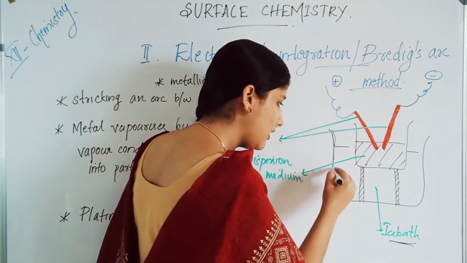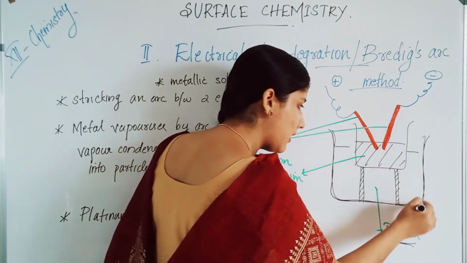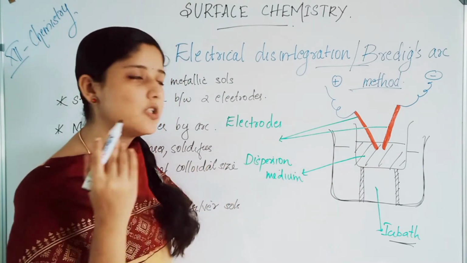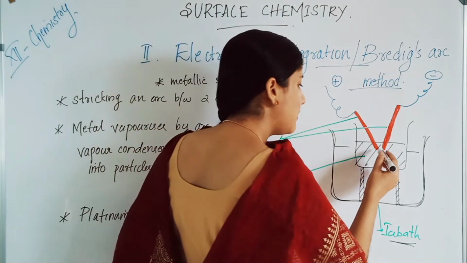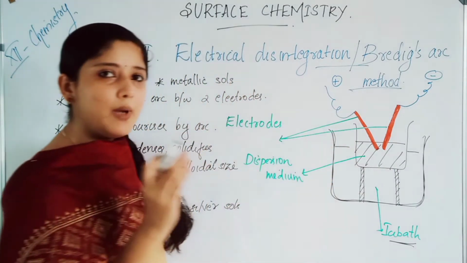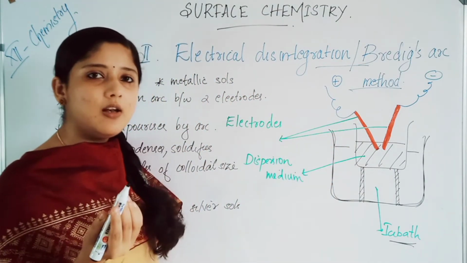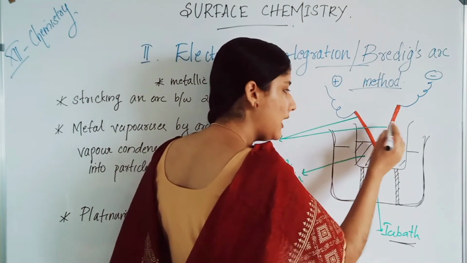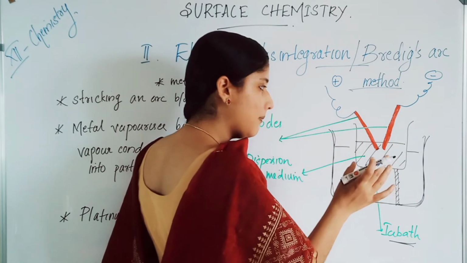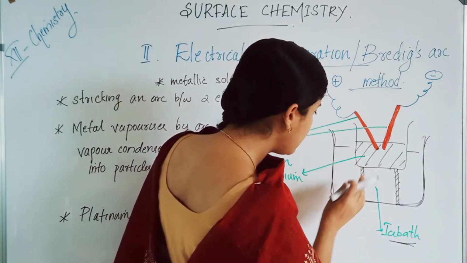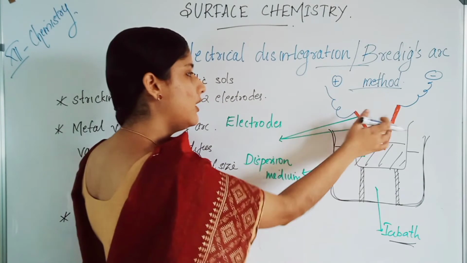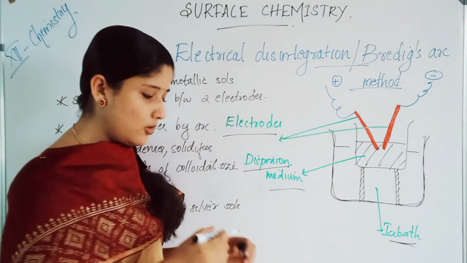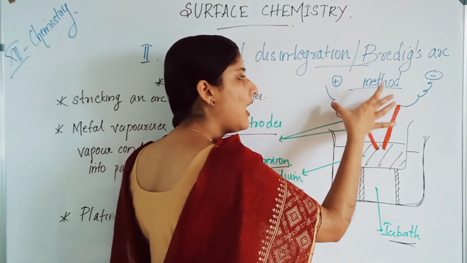This outer chamber is the ice bath. In that ice bath we will keep the beaker containing the dispersion medium. In that dispersion medium we will keep two metal electrodes of the metal whose colloidal solution we need to prepare. These two red ones are the electrodes, and the dispersion medium is this. Then let's look at what happens. First, an electrical arc.